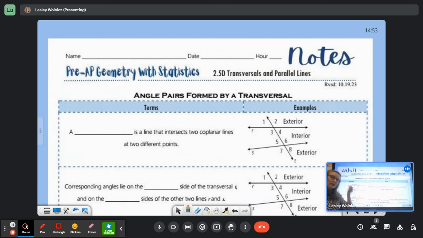Okay, guys, this should go fast because we're just filling in some blanks. We're just going over some vocab.